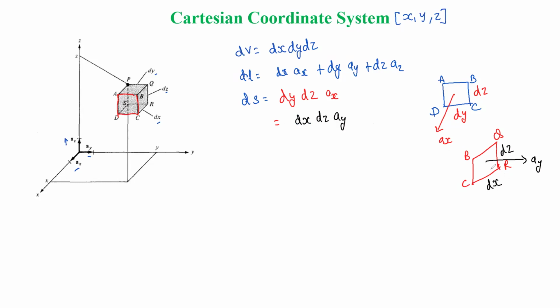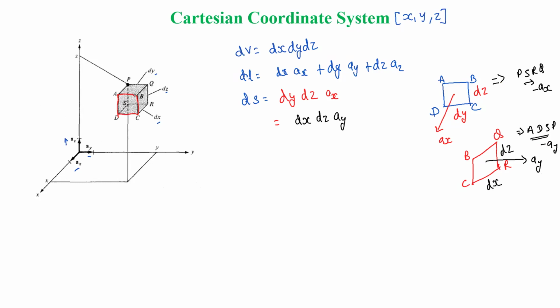Now one surface will be opposite of this. The opposite of this, if you look here, is ADSP. So the area will be the same, but the unit vector will be minus AY. Similarly, opposite of the ABCD side, you will observe that you have PSRQ. So the area will be the same, but the unit vector will be minus AX.